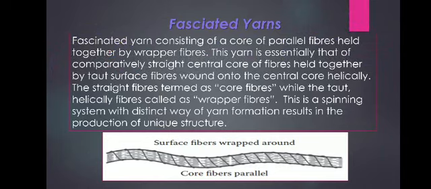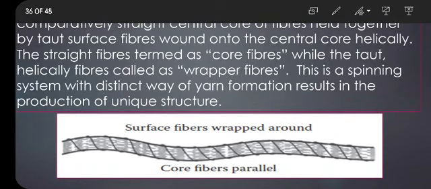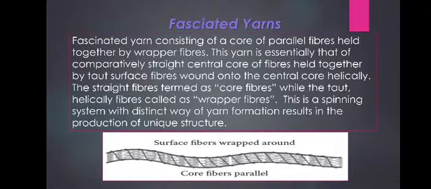Then fasciated yarns. You know what is fasciation. Fasciated yarns consist of a core of parallel fibers held together by wrapper fibers. You can see here, these are held together by wrapper fibers. This yarn is essentially that of a comparatively straight central core, with fibers held together by taut surface fibers wound onto the central core helically. The straight fibers are termed core fibers, while the taut or helical fibers are called wrapper fibers. You can see the diagonal fibers are the helical fibers and the straight fibers are the core fibers. This is the fasciated yarn.